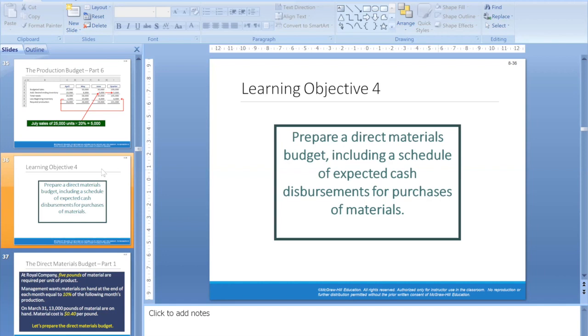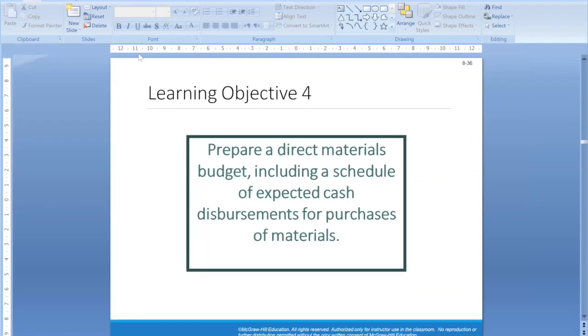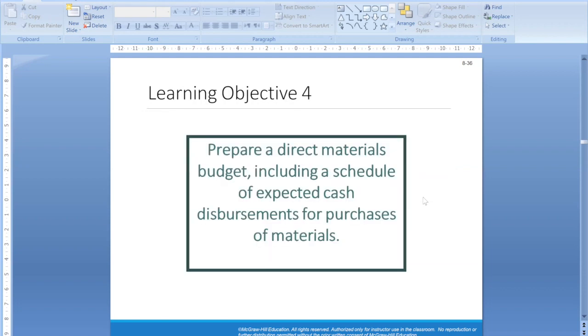For the production, if you remember, we finalized that these are the units that I need to produce, right, for the production budget. So the last line in the production budget will be the first line in the raw materials budget.